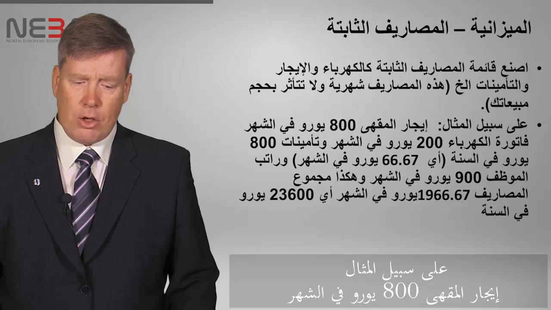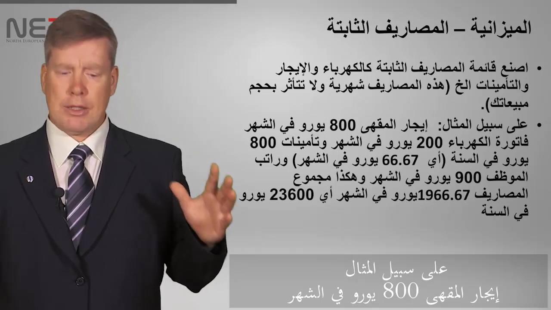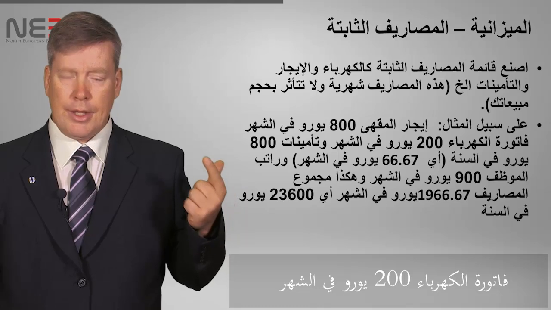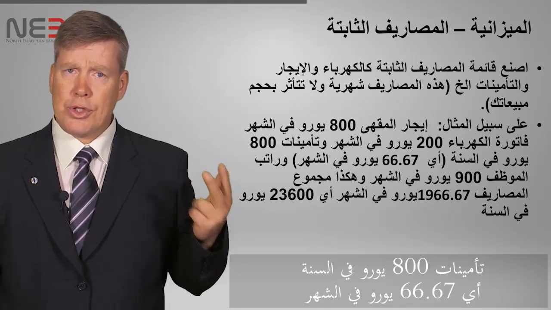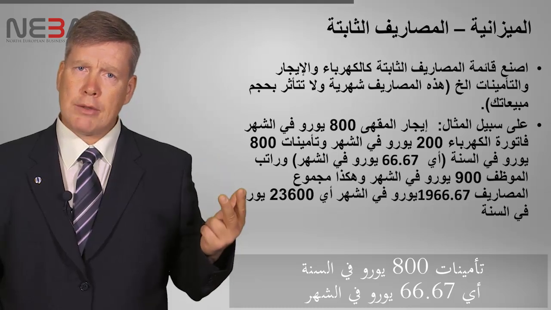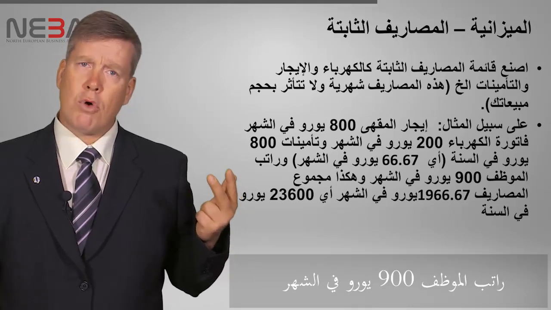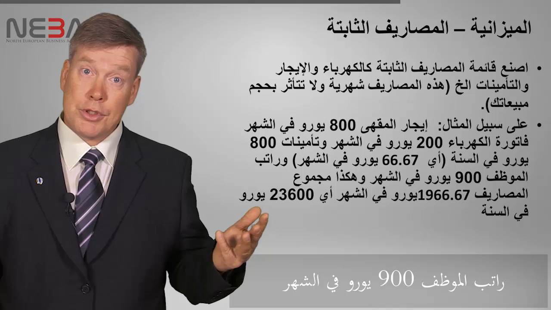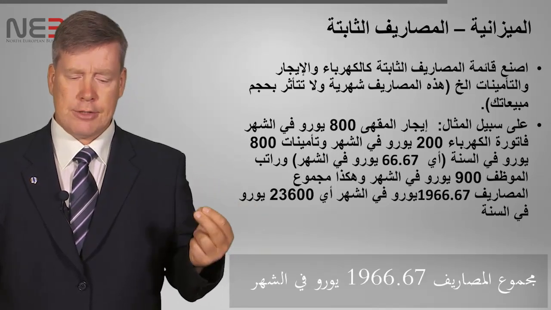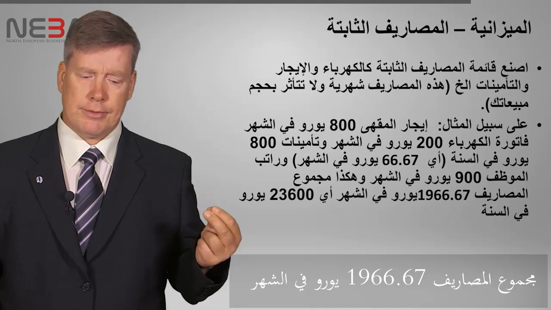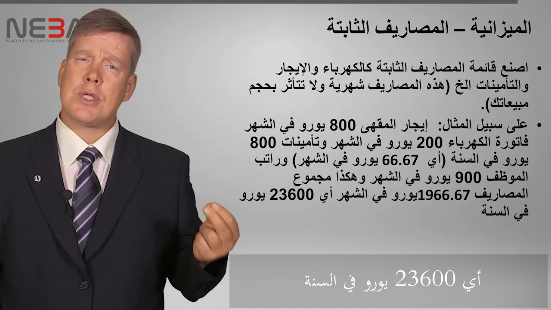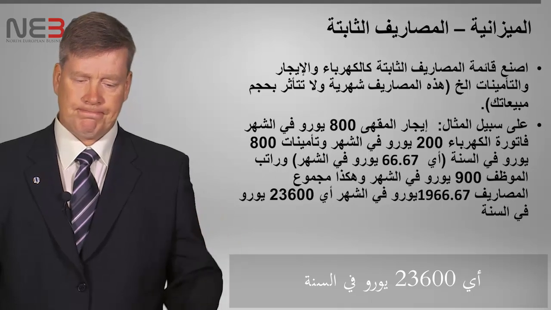Example, coffee shop rent 800 a month, electricity 200 a month, insurance 800 a year, 66.67 euros per month, salary for one worker 900 euros, total 1,966.67 euros per month, and 23,600 euros per year.